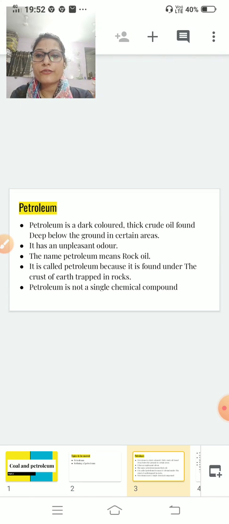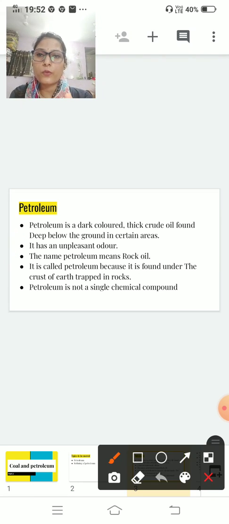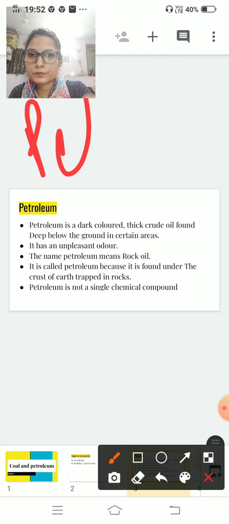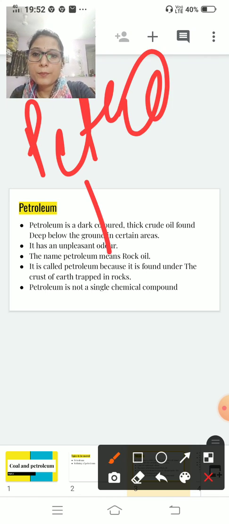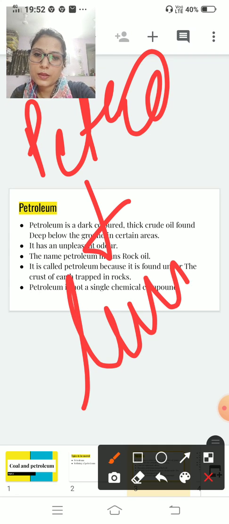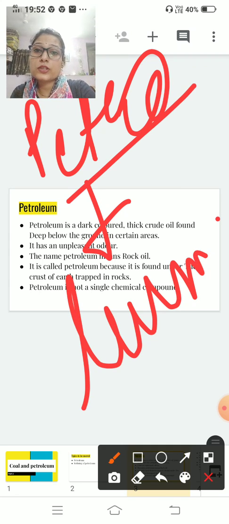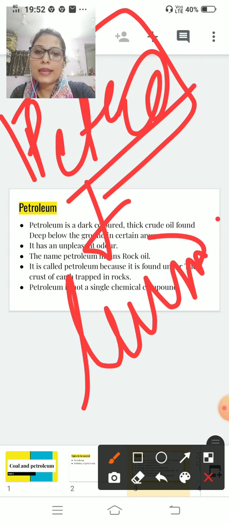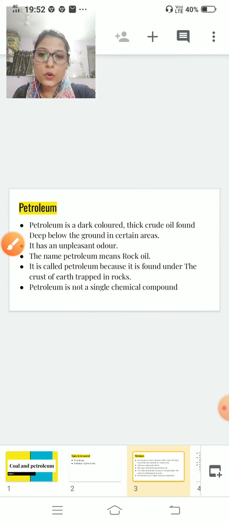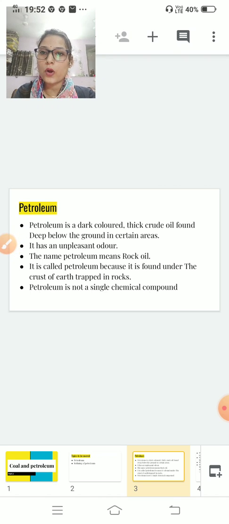Petroleum. First of all, petroleum is a word made up of two words: petro plus leum. Petro means rock and leum means oil. Together it is known as petroleum, and you can say petroleum is rock oil. So petroleum is a dark colored thick crude oil found deep below the ground in certain areas.